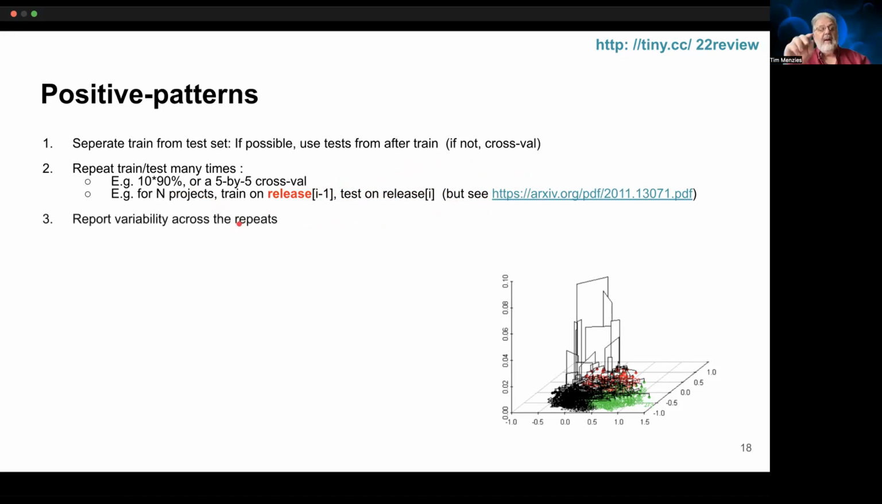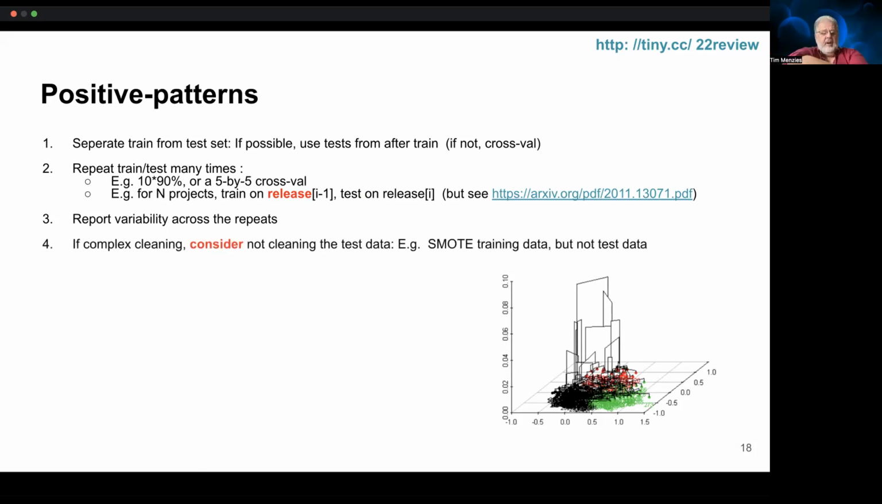And then I want to see variability across the repeats, because it turns out software engineering is a domain where there's a large variance in the performance of the models. So if you tell me that your median accuracy is 80, and some other treatment's median accuracy is 82, and therefore the other treatment's better than yours, I call bullshit, because I'm pretty certain there's a large variance in that 80. When you start considering those variances, that 82 is really not significantly different to that 80.